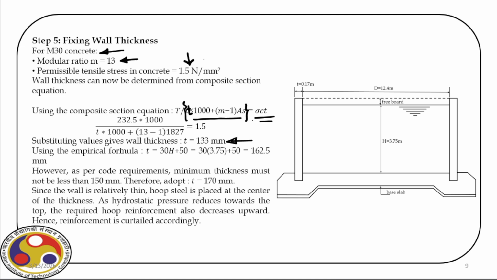133 millimeter. Now, recall the empirical expression. From that, we get a thickness of 162.5. Recall the minimum thickness. So from this expression, the thickness we get is less than 150. So we have to provide a minimum thickness of 150, but the empirical expression gives us 162.5. So we provide a thickness of 170 millimeter.